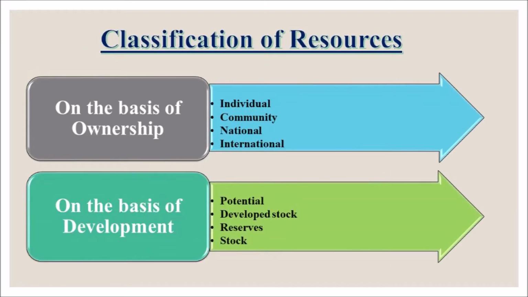Number 3, on the basis of ownership. Here it is broadly classified into 4 types. They are individual resources, community resources, national resources and international resources. The last, on the basis of development. And here as follows. First one, potential. Second one, developed stock. Number 3, reserves. And number 4, stock.